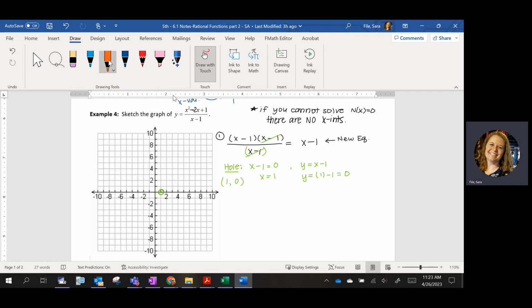All right, now step 2, I try to find my y-intercept by calculating f of 0. That's to the new equation. So 0 minus 1 is what? Just -1, right? So the y-intercept is at 0, -1.